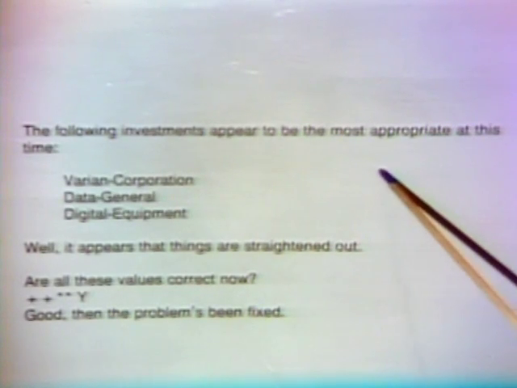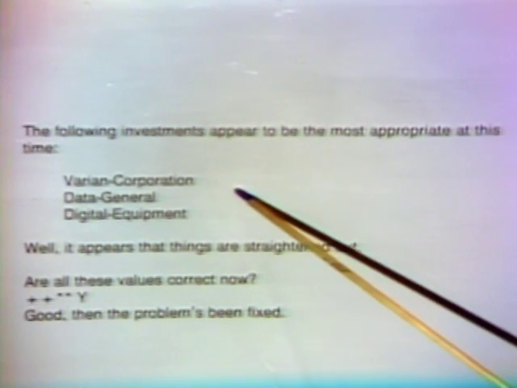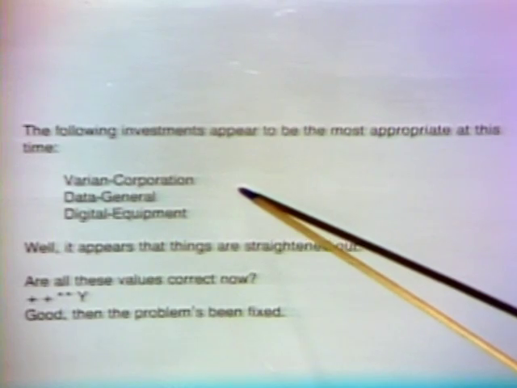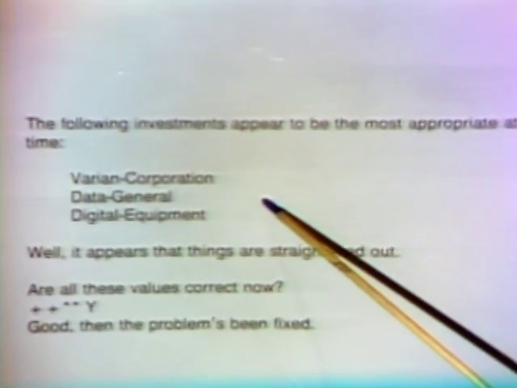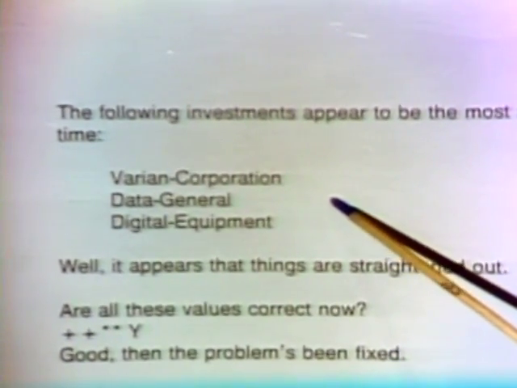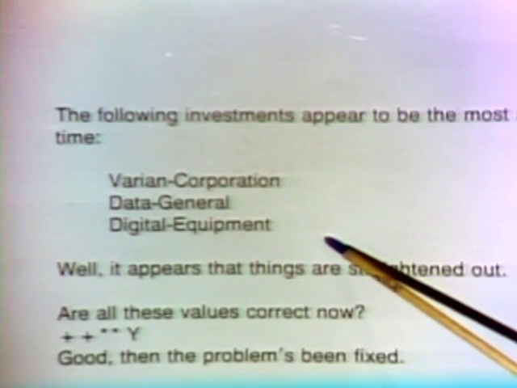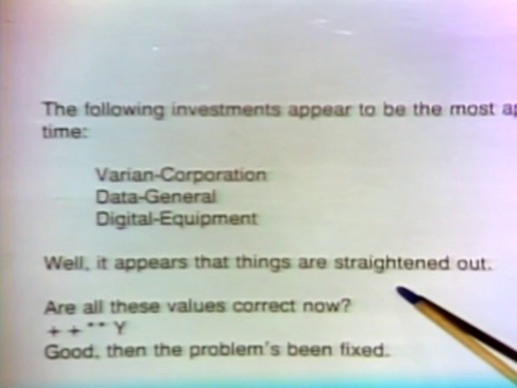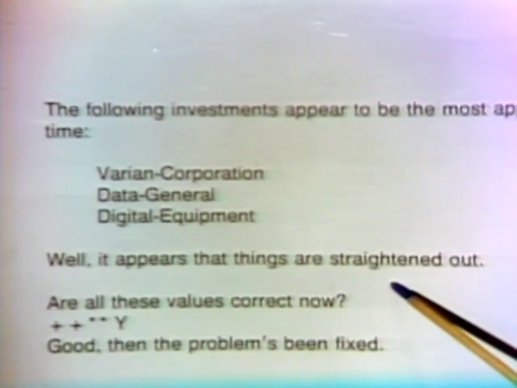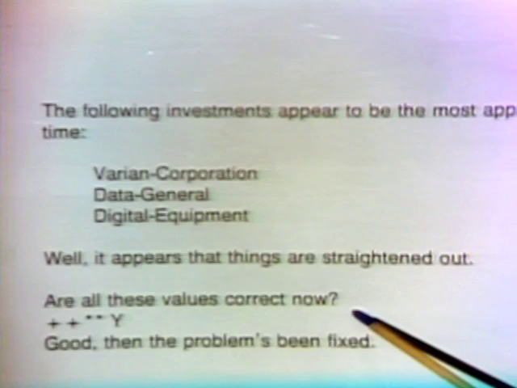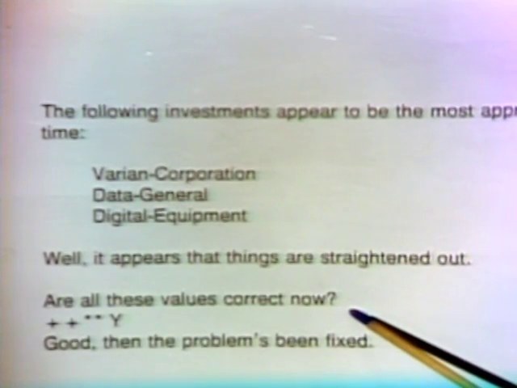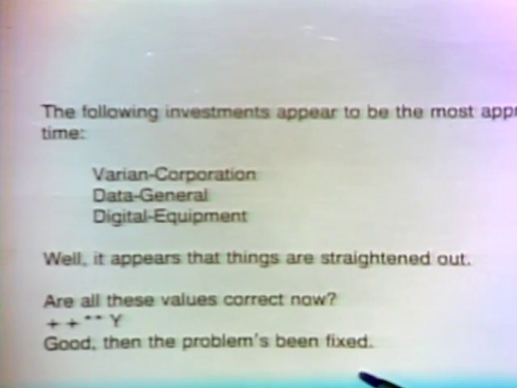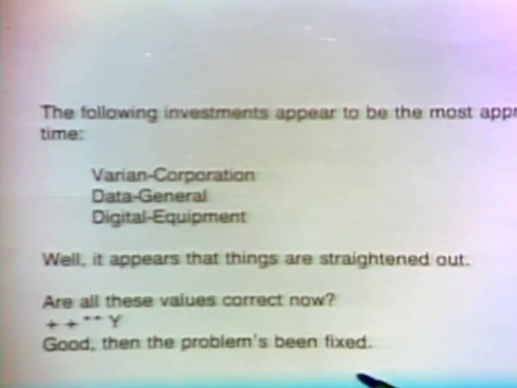And this time, lo and behold, not only has AT&T disappeared, but curiously enough, the other two suggestions, which were missing last time, Data General and Digital Equipment, have appeared. The program, TEIRESIAS, can't resist patting itself on the back. It comments that things seem to be straightened out. But as always, the expert gets the last word. Are these values indeed correct? Yes, says the expert. So good, indeed, the problem has been fixed.